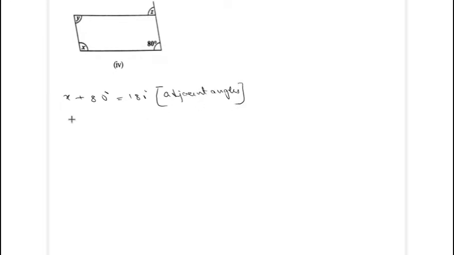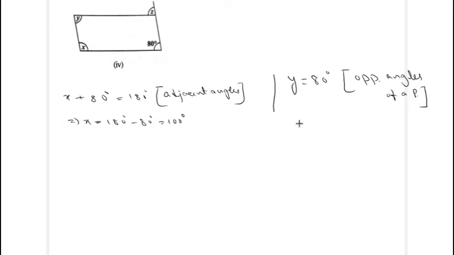Okay, so the value of x will be 180 degree minus 80 degree equals 100 degree. Again, these two angles are opposite angles and that's why they are equal. So we will write y equals 80 degree because they are opposite angles of a parallelogram.